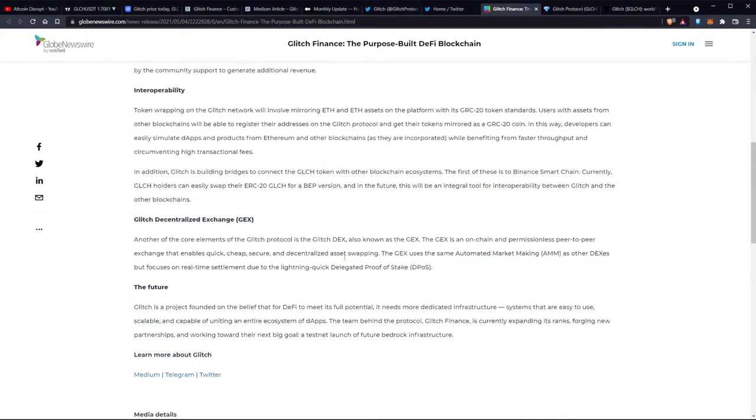So next is interoperability. Token wrapping on the Glitch network will involve mirroring Ethereum and Ethereum assets on the blockchain with its GRC20 token standard. Users with assets from other blockchains will be able to register with their own addresses on the Glitch protocol and get their tokens mirrored as a GRC20 token. In this way, developers can easily simulate dApps and products from Ethereum and other blockchains.